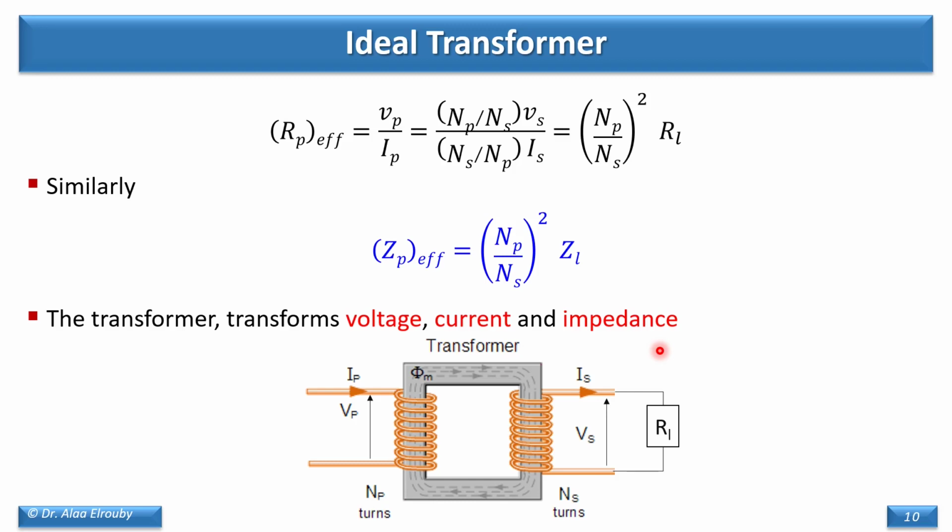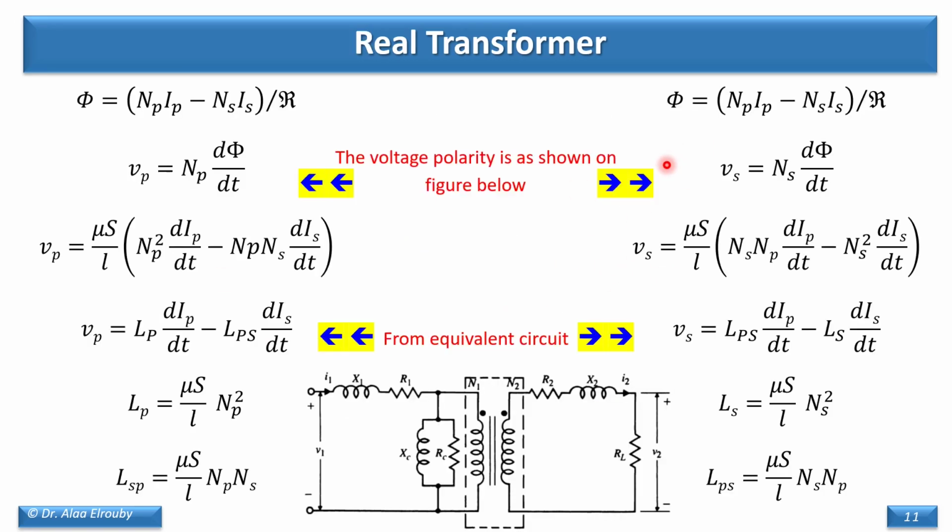So it can be up conversion for voltage, it is a down conversion for current, and it is sort of like the square up conversion of impedance or resistance.